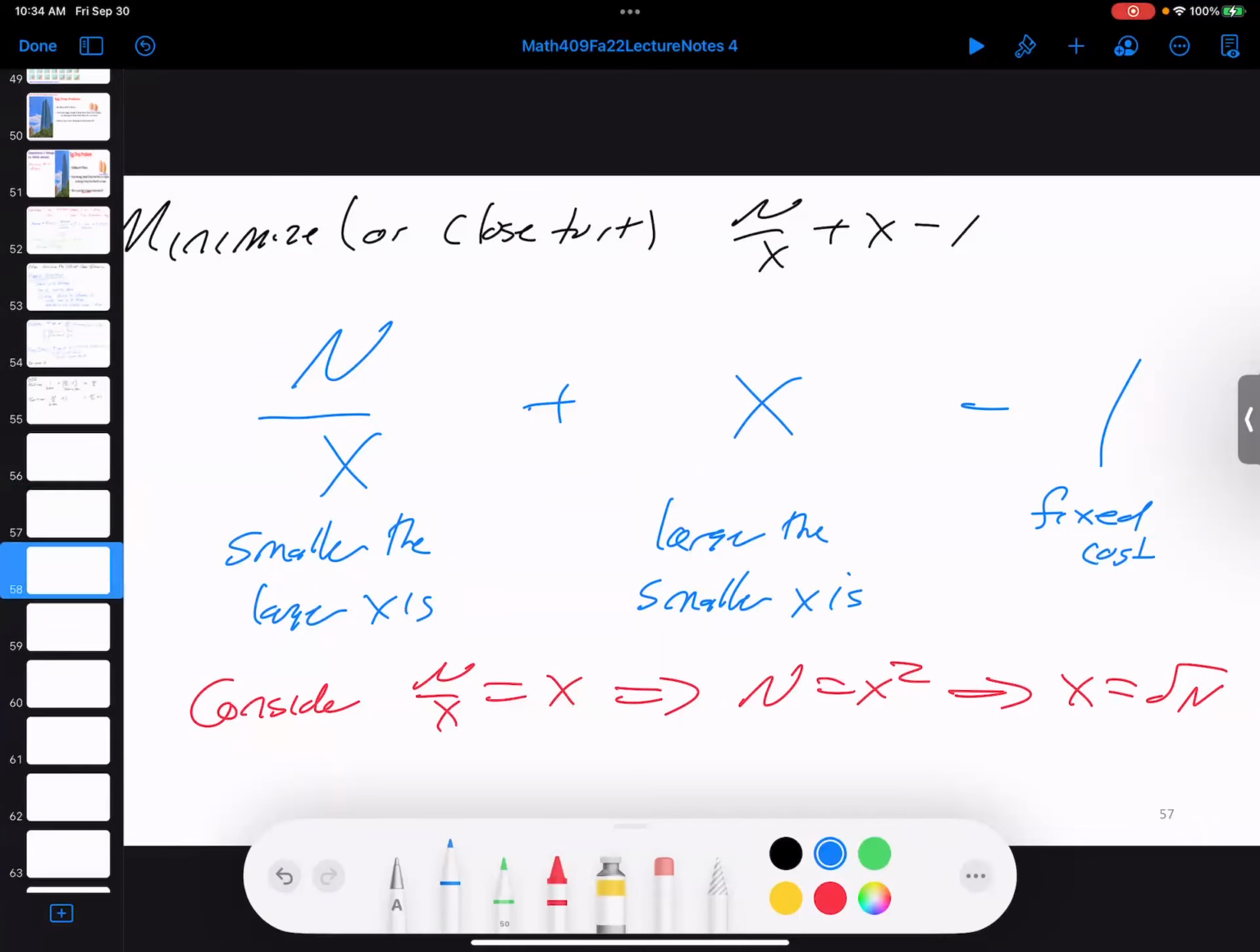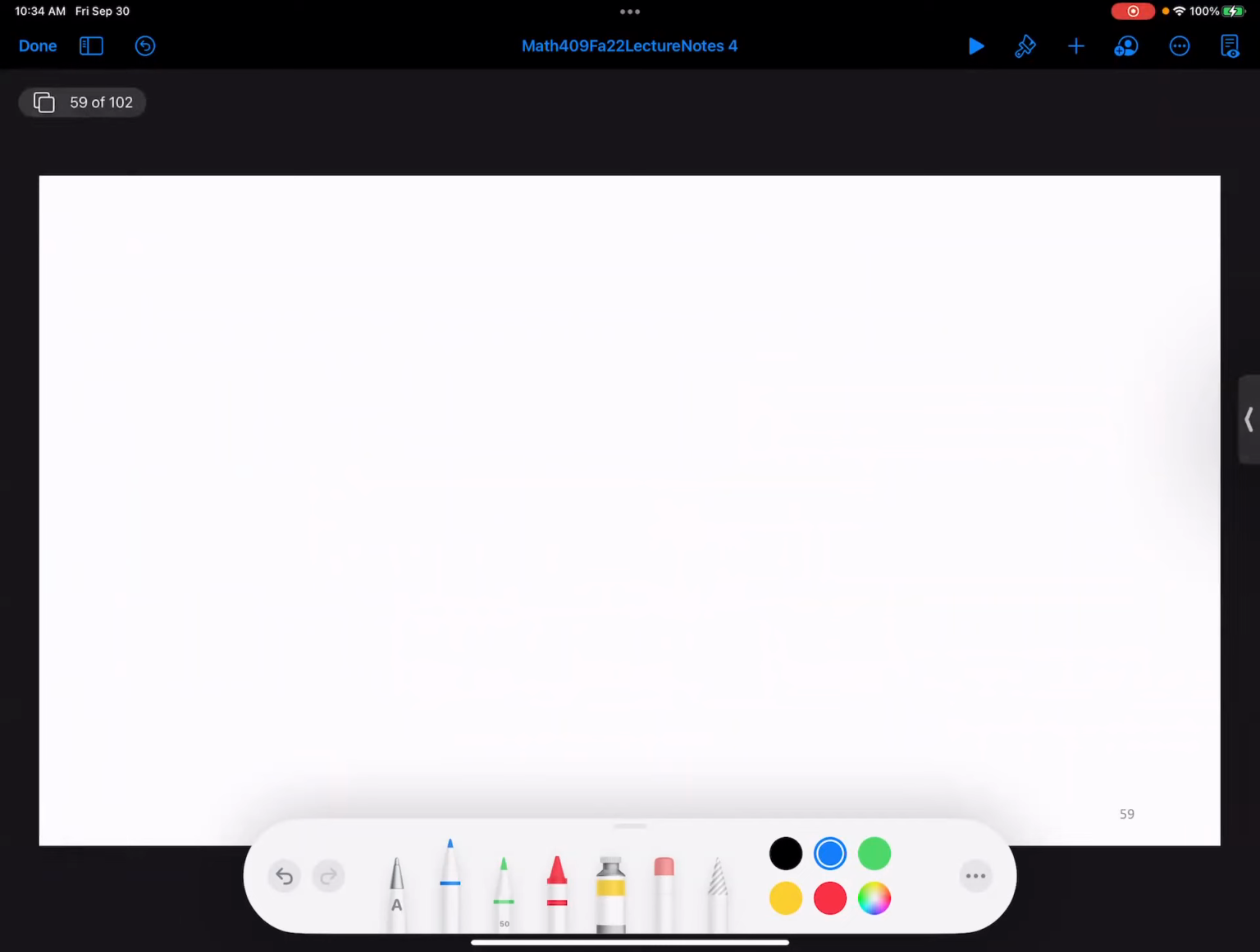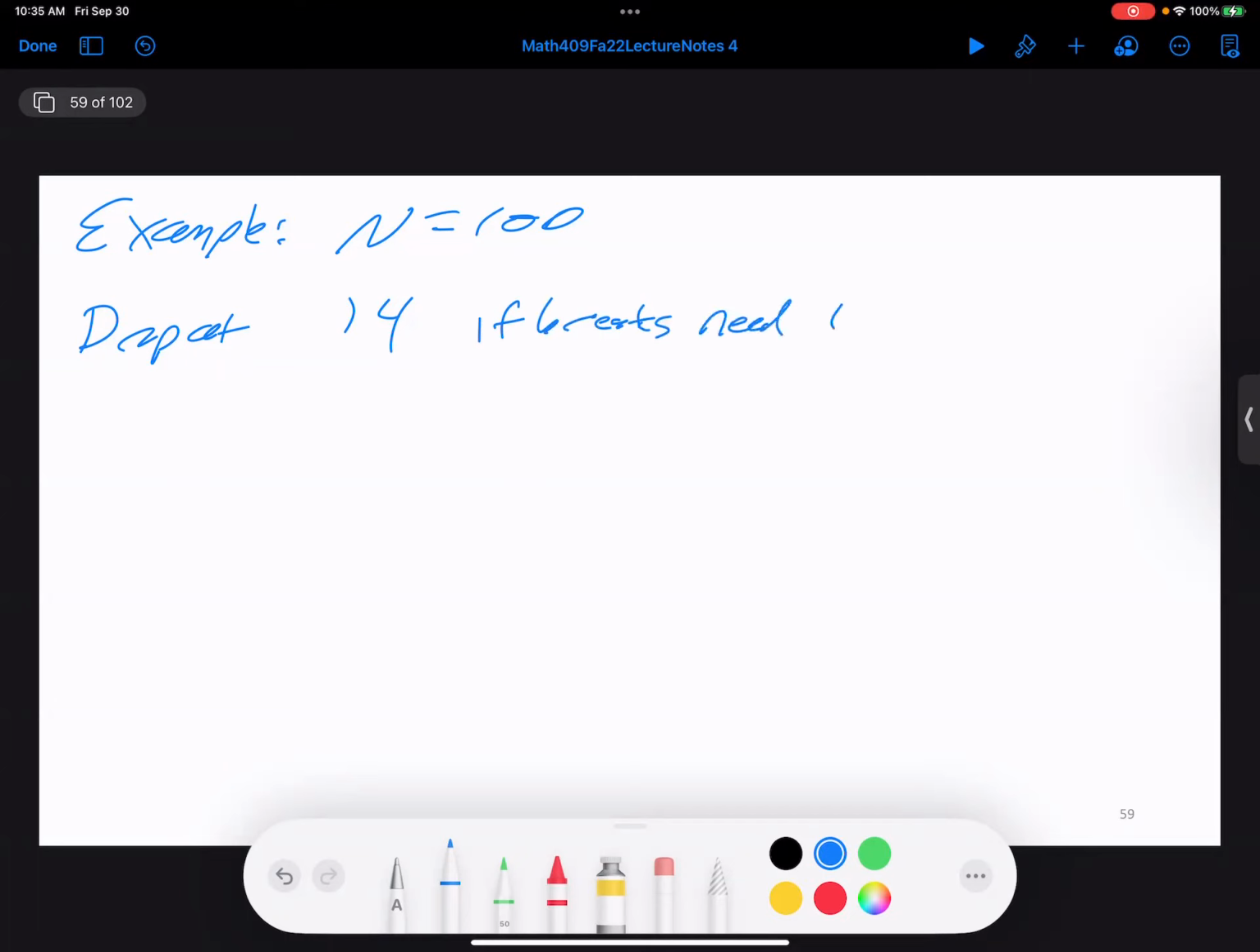So for example, let's say n equals 100. And I think this roughly works. Let's do the first drop at 14. I'm hoping that I'm remembering this properly. So if it breaks, how many more drops do we need? 13 more. The total is 14.